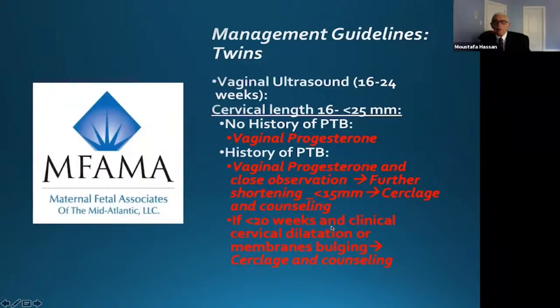If less than 20 weeks and clinical cervical dilatation, now I'm not talking about ultrasound, with membrane bulging, take her and stitch her immediately. You have to counsel her that the success is not good. So this is important. No history of preterm birth, including myself, I would give vaginal progesterone. History of preterm birth, no, definitely I would go with the cerclage. But you can do this outpatient.